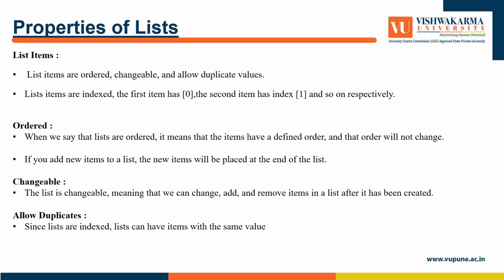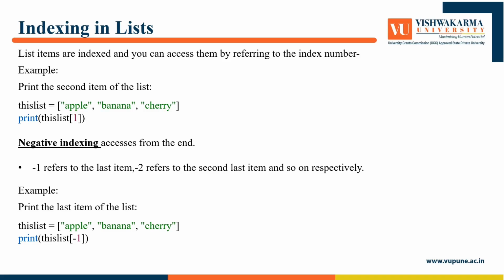Indexing in list. Each item in a list has an index. The first item is at index 0, the second at 1, and so on. Python also supports negative indexing, where -1 refers to the last item. This makes it easy to access elements from both ends of a list. For example, fruits[0] gets the first item and fruits[-1] gets the last.